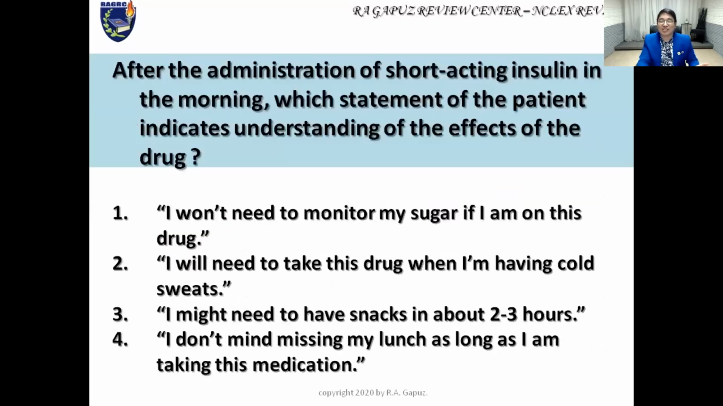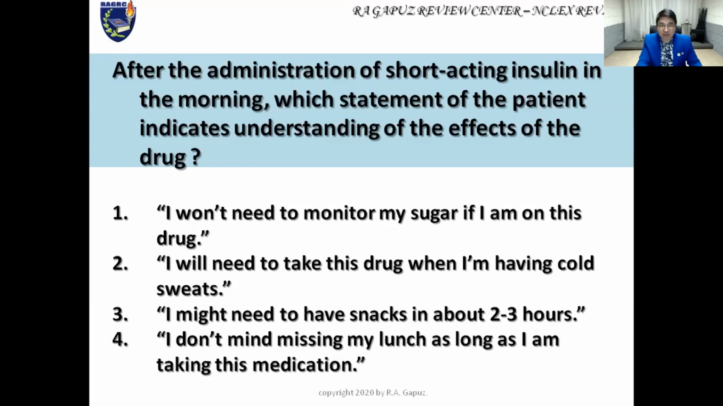Now, let's try answering another sample question. After the administration of short-acting insulin in the morning, which statement of the patient indicates understanding of the effects of the drug? So the key word would be understanding. So we are supposed to choose a statement that's true. Let's move on. So option 1, I won't need to monitor my sugar if I am on this drug. That's false. Option 2, I will need to take this drug when I'm having cold sweats.